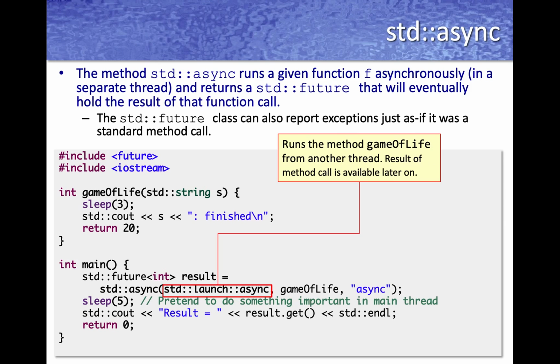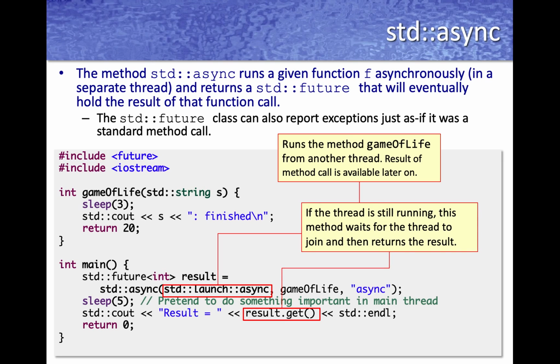So keep in mind, this launch async will run the method in a separate thread, and the result.get will wait until the thread has finished running. So if the thread is still running, this method will block and wait however long it takes for the thread to finish, and then returns the return value from the thread. If the thread is already done running, maybe a long time ago, you will immediately get the return value from that thread.